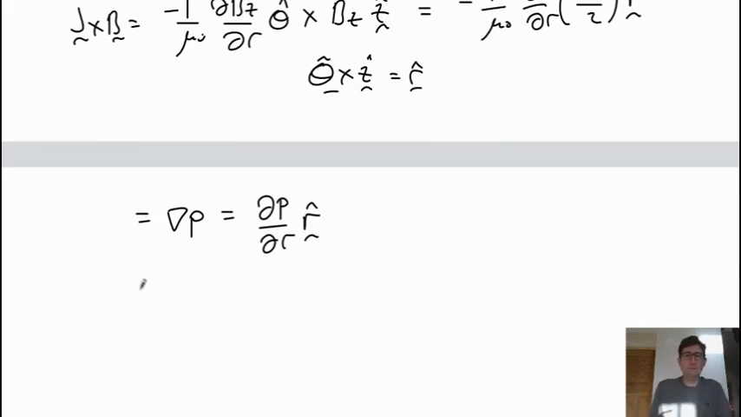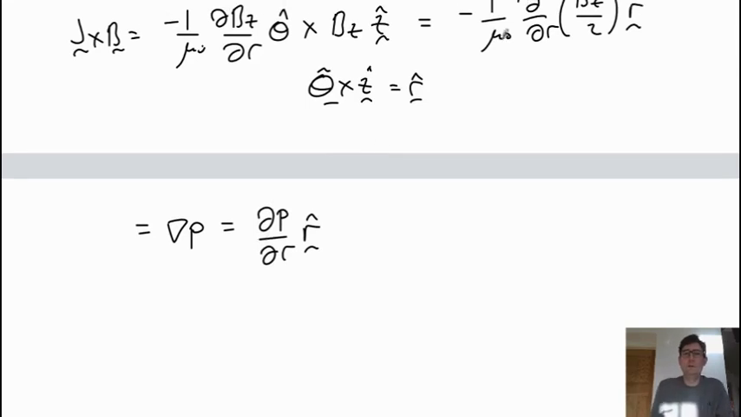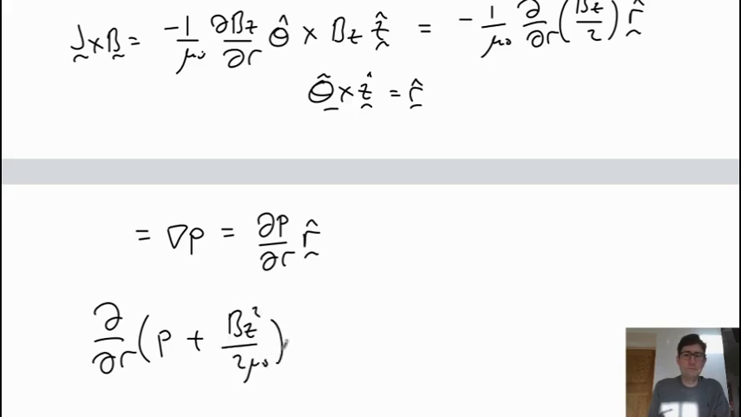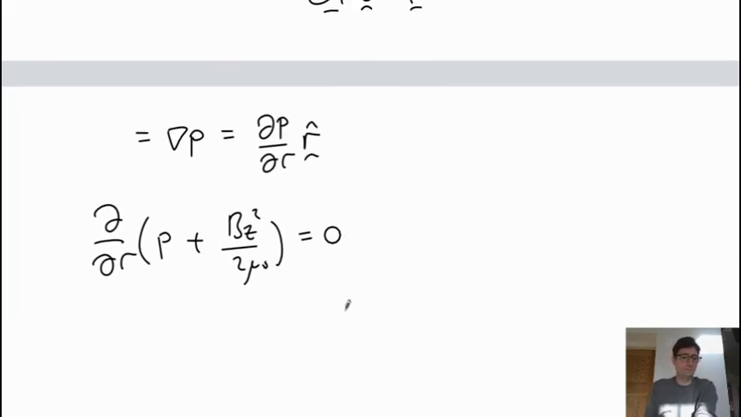And so we have, for equilibrium, we can join this term here for the magnetic pressure to this term here for the fluid pressure, and we have that d by dr of the fluid pressure plus the magnetic pressure, which was Bz squared over 2 mu naught, is equal to 0. So fluid pressure plus magnetic pressure are constant.